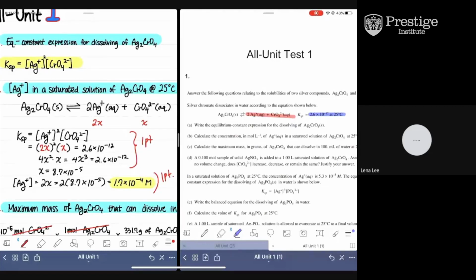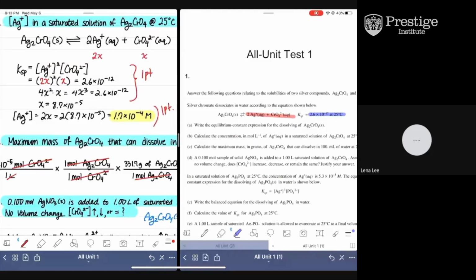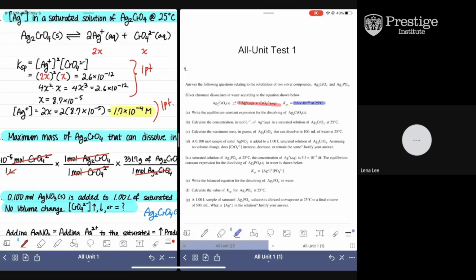All right, so now let's move on to part C. Part C: calculate the maximum mass in grams of silver chromate that can dissolve in 100 milliliters of water at 25 degrees Celsius. So for this one, we have to do some serious dimensional analysis.